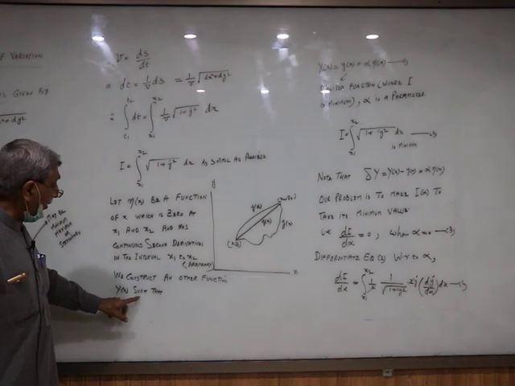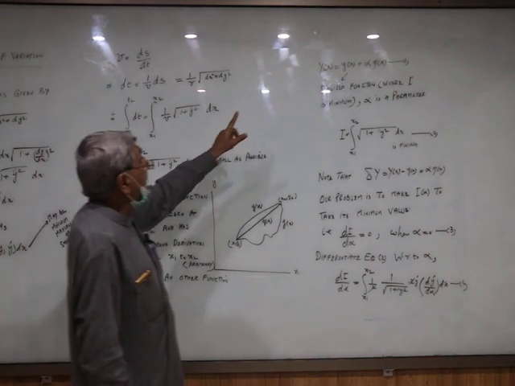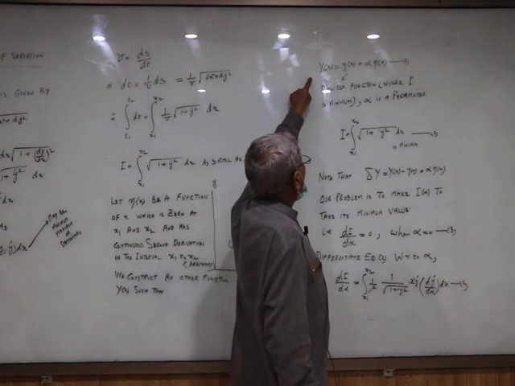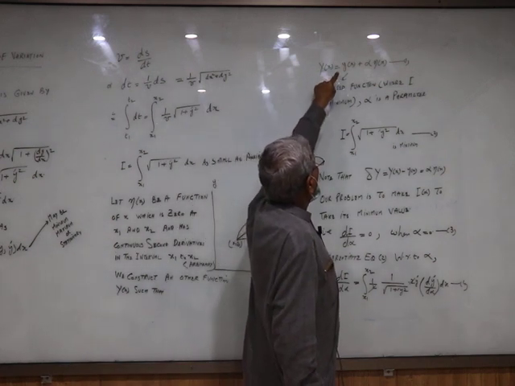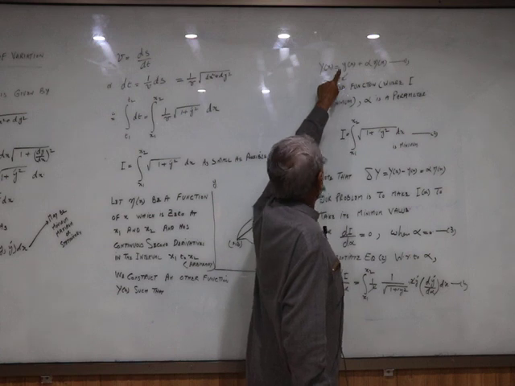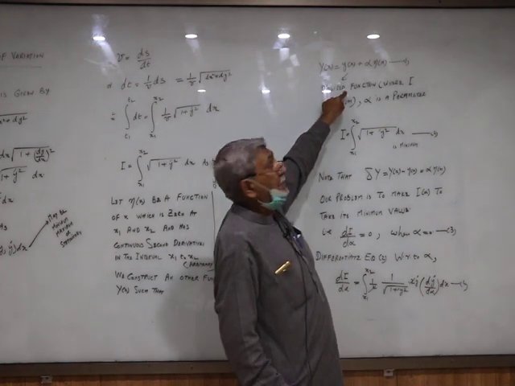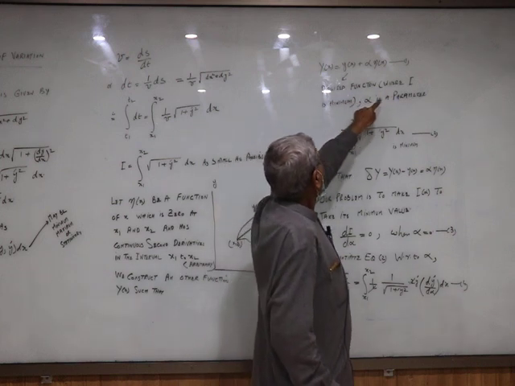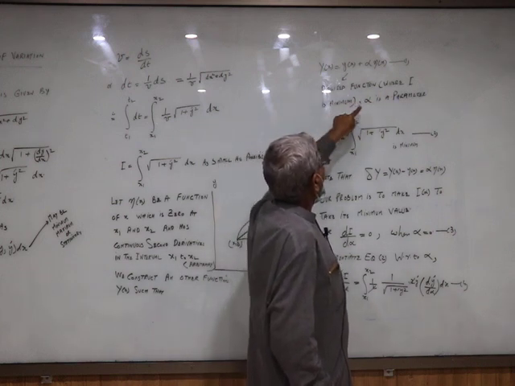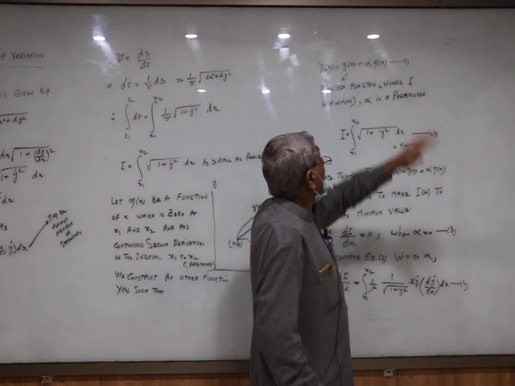Now we construct another function capital Y(x) such that Y(x) is equal to this small y(x) which appears here, and this is our desired function where I is minimum and alpha is a small parameter.